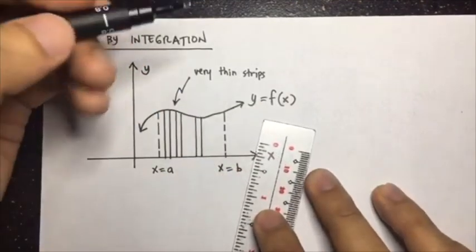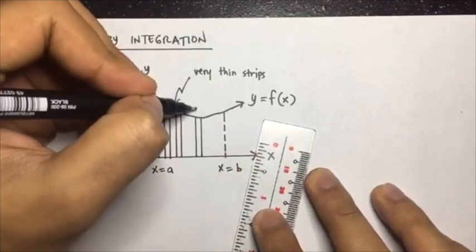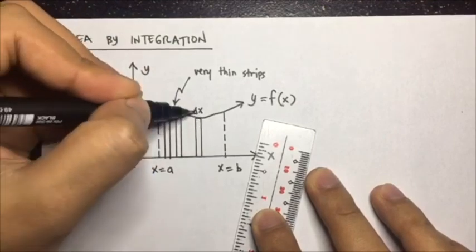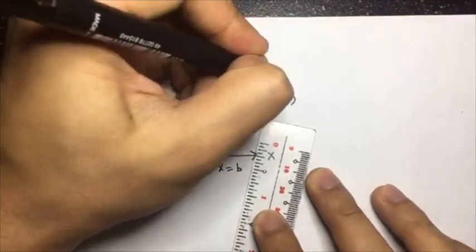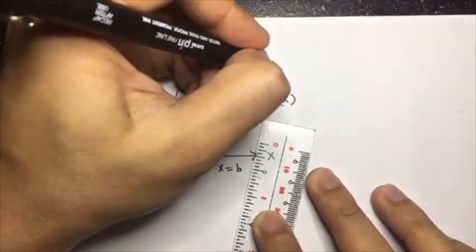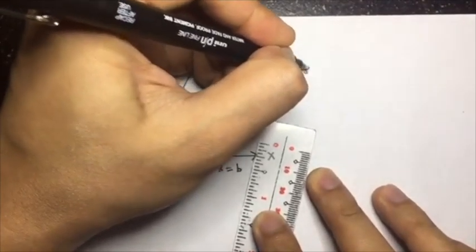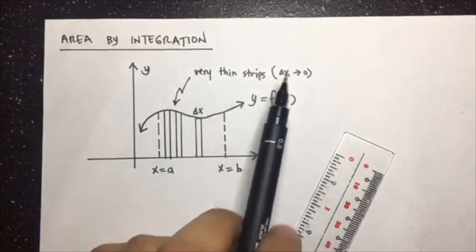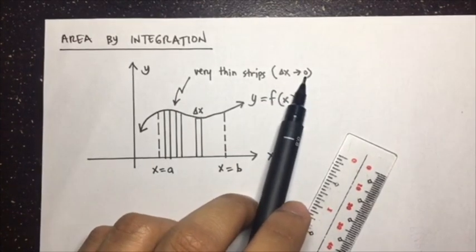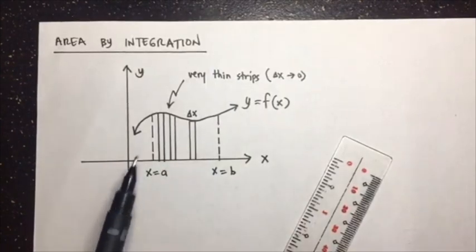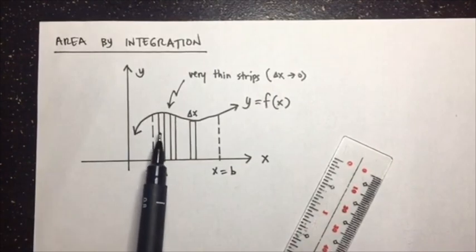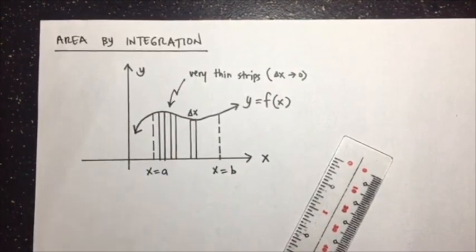Let's say the width of our strip is delta x. The thin strips are where delta x approaches 0, so that's how thin those strips are. The width of the strips approaches 0. So in integral calculus, what we are actually doing is adding all those rectangular strips.